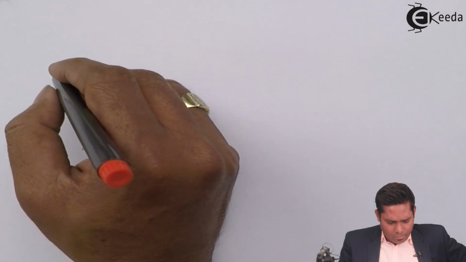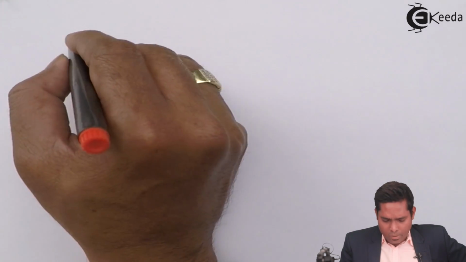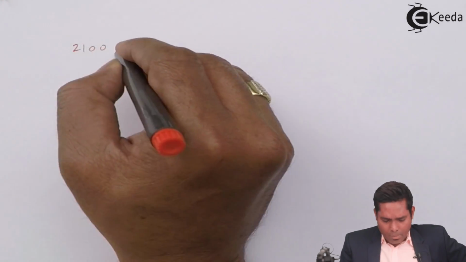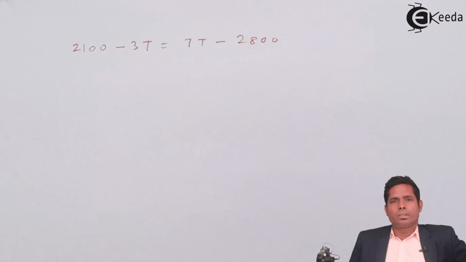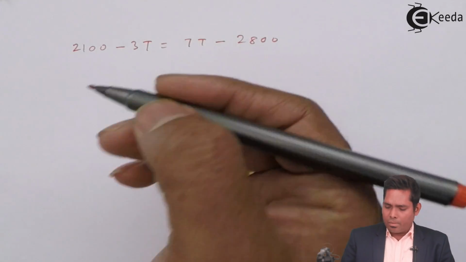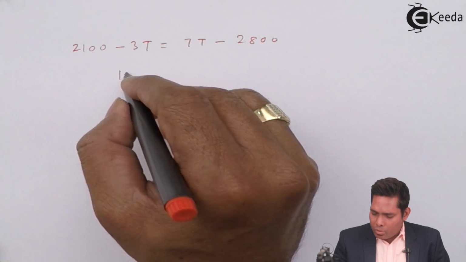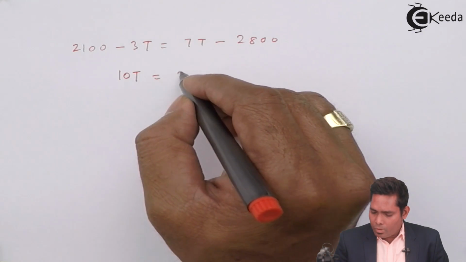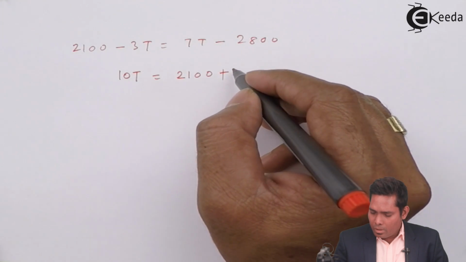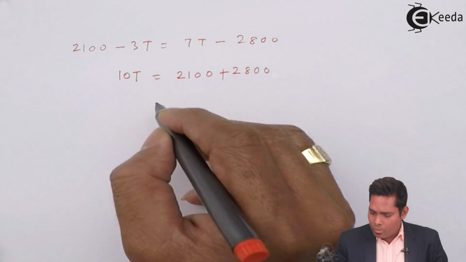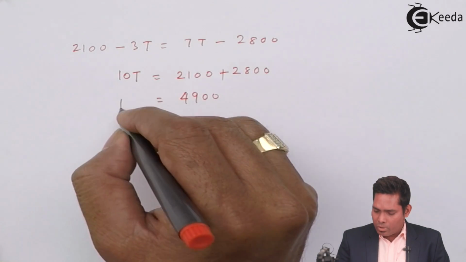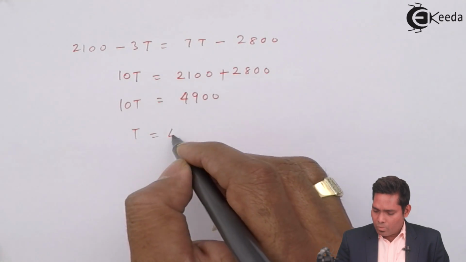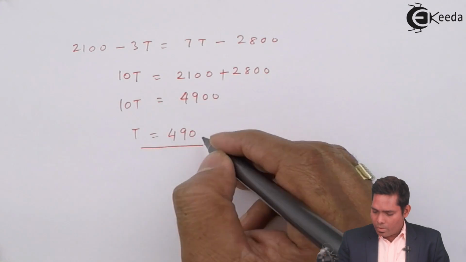Now, 3 into (700 minus T) is 2100 minus 3T, and this becomes 7T minus 2800. That is what we wrote the last time. If this goes to that side, this becomes 10T, and this becomes 2100 plus 2800, so this becomes 4900, and this is 10T. So T becomes 490 Kelvin.